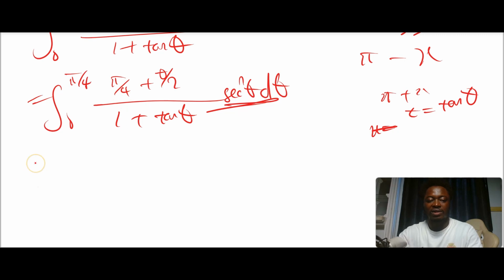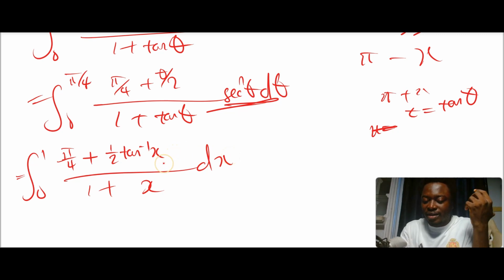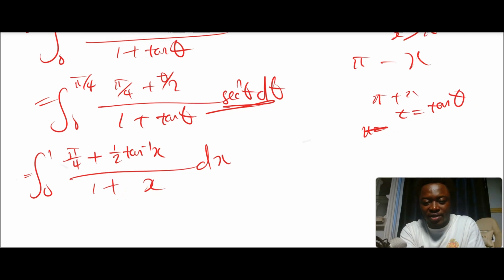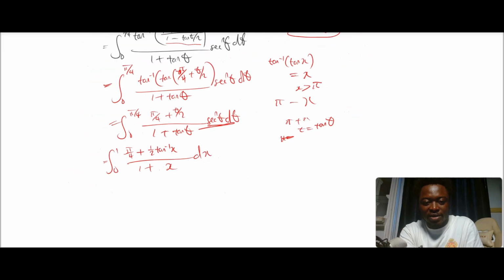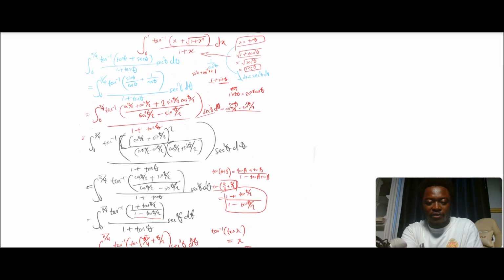Then what about here? This is the integral from 0 to 1, of course, of pi over 4 plus half of tan inverse of x, all divided by 1 plus x dx. So you see, now, although to be honest with you, this is not the simplest integral of all time, if we can zoom it out a little, you can see we have come a very long way from this.